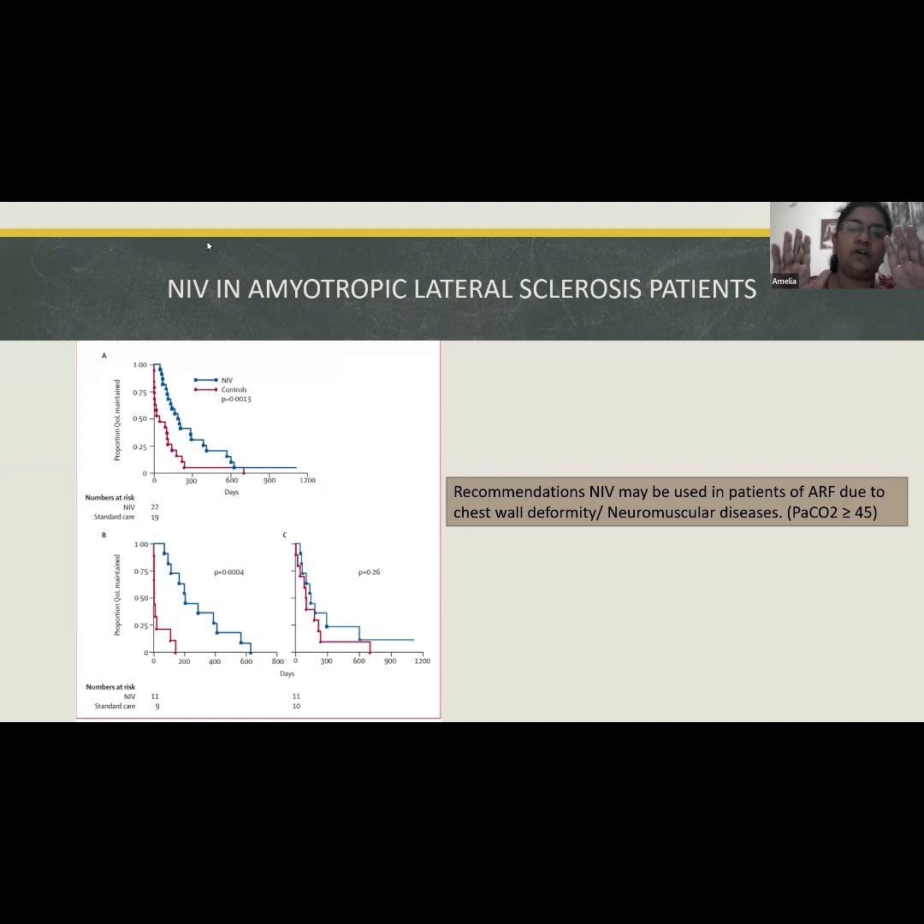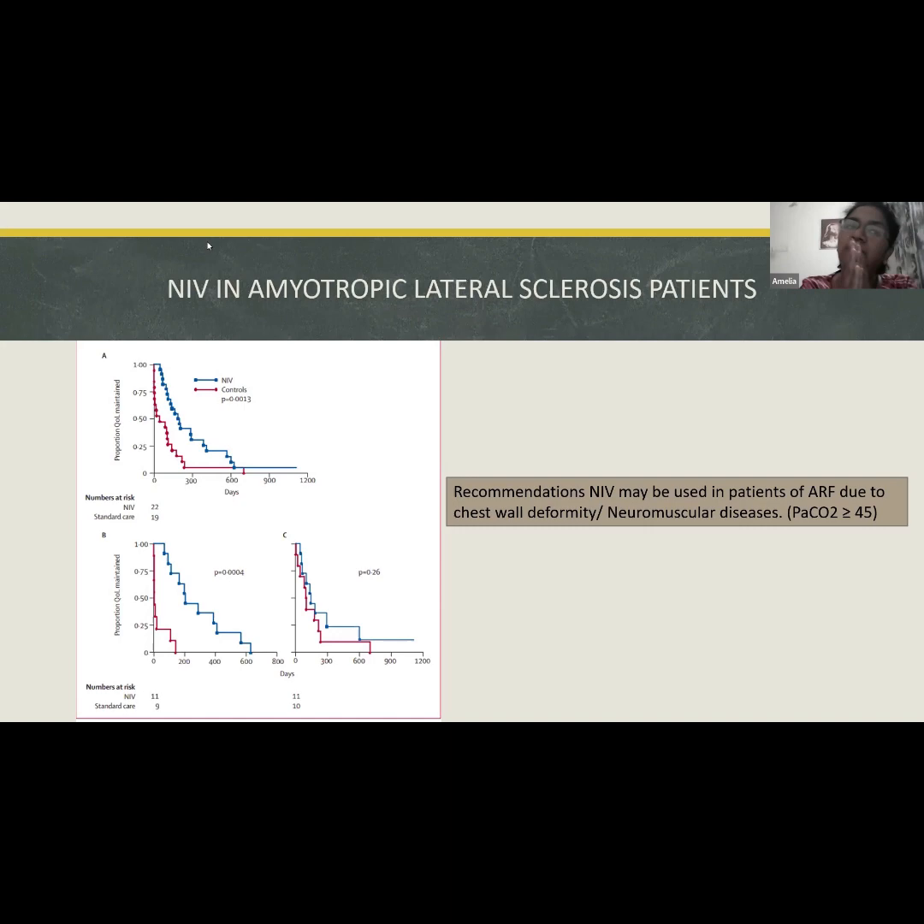So the recommendation is that it can be used in patients if the PaCO2 is more than 45. But please remember the stage of the illness is also important. I cannot go only by my blood gas. If I have somebody towards the end, and I'm going to tell them, please do NIV, it is going to improve your symptoms really well. It may improve for a short period of time, but they cannot sustain it. And the mortality and morbidity would be quite similar to somebody who has not used non-invasive ventilation.